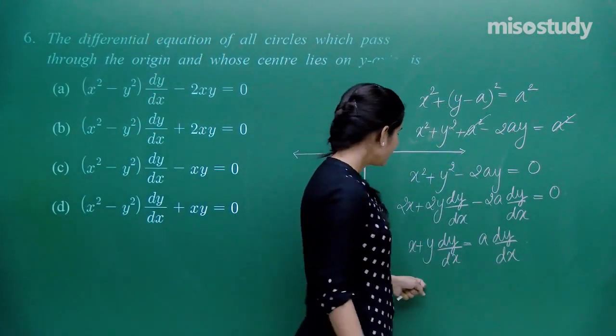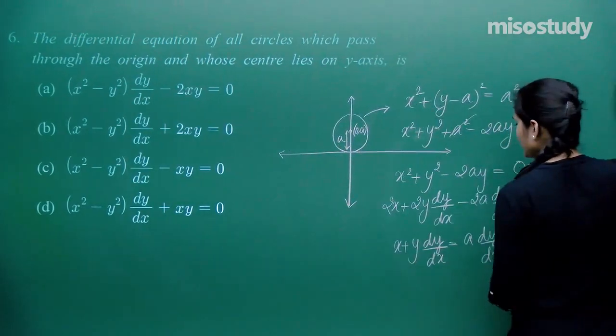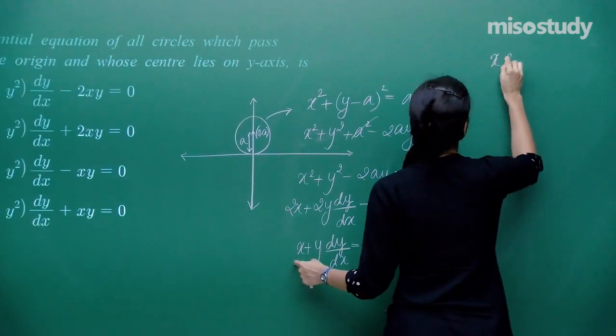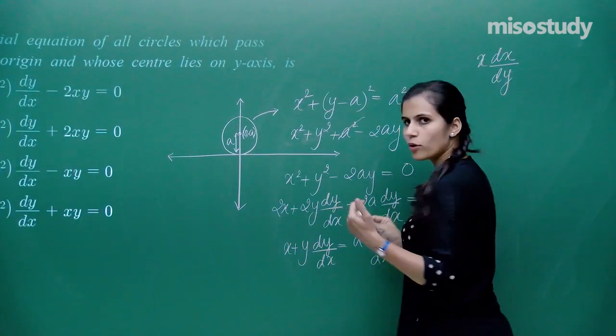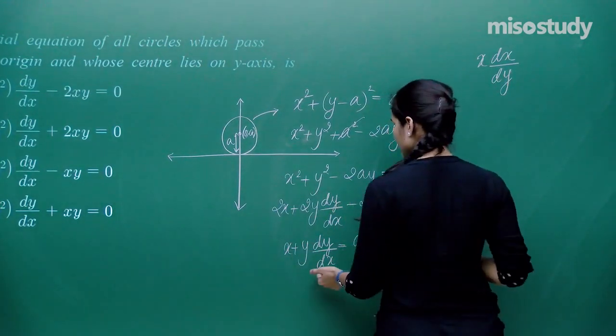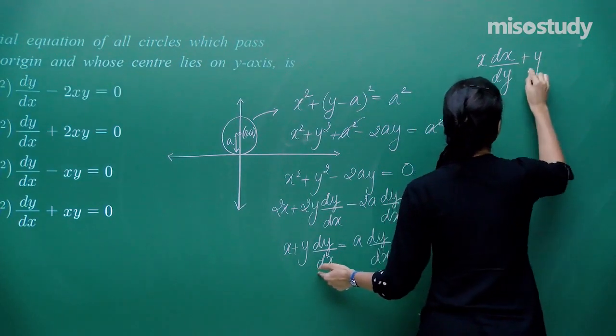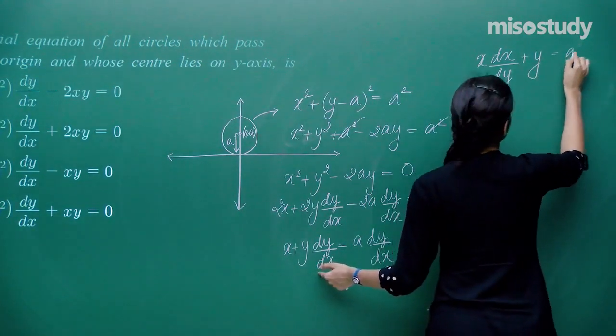Now I will divide by dy by dx. When I divide throughout by dy by dx, I get x into dx by dy, because 1 upon dy by dx is dx by dy. This gets cancelled, I am left with just y, and here you have a.